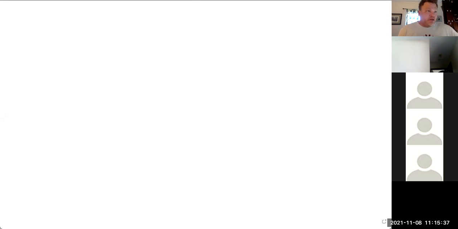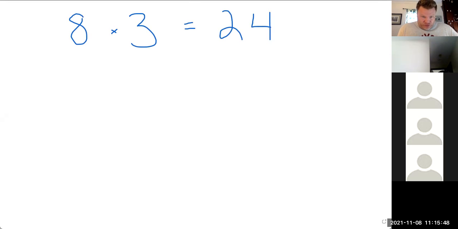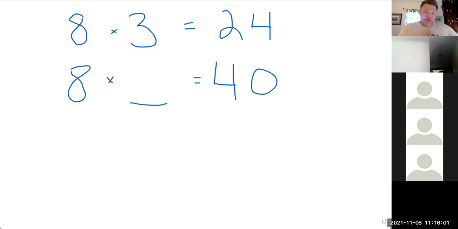So the example I'm going to use is, this is old school multiplication, 8 times 3 is 24. Well, algebra tweaks a rule, and so I'm going to change the problem, but we got to notice something. 8 times something equals 40. So we don't have to have this stuff memorized. 8 times 5 gets us 40, but here's how algebra is going to write it.